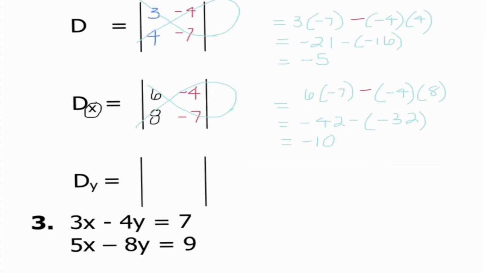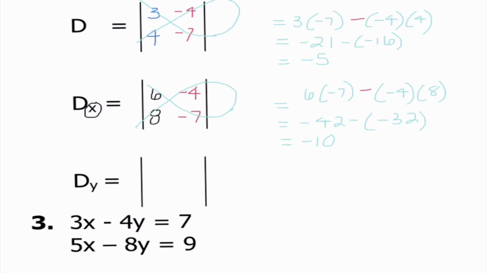Last but not least, I have d sub y. Y means that I'm going to replace my y column with my constants. My first column is going to be our x coefficients again. Okay, so d sub x means I replace my x column. D sub y means I replace my y column.